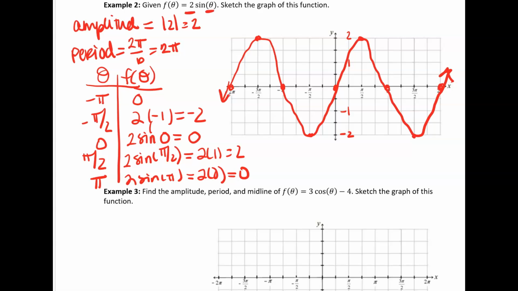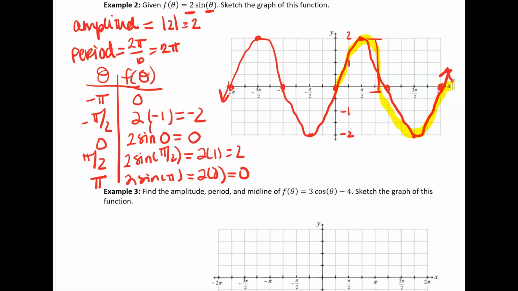And you can see that the amplitude is 2 units up. And so we have stretched it out. And we can see that our period is still 2 pi. So starting here and going to 2 pi is my complete curve, and then it's going to repeat from there.